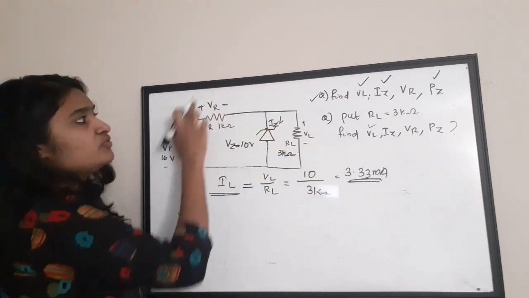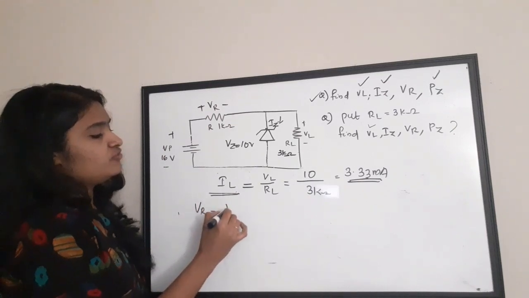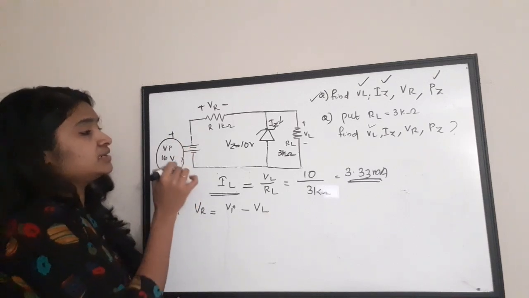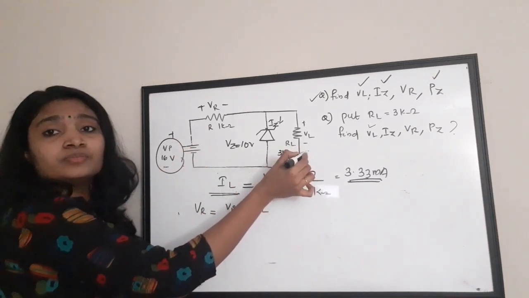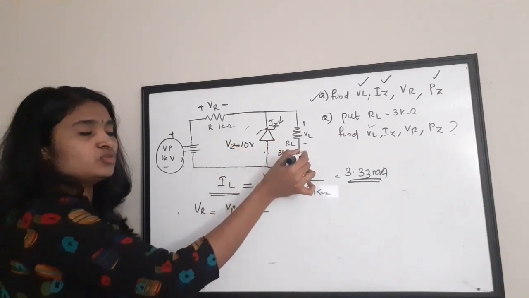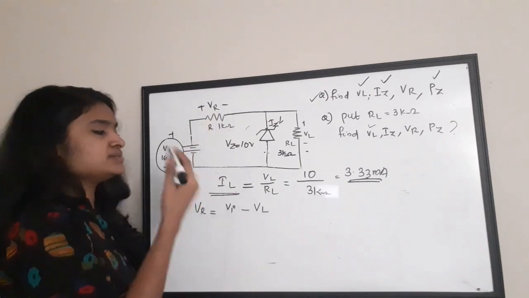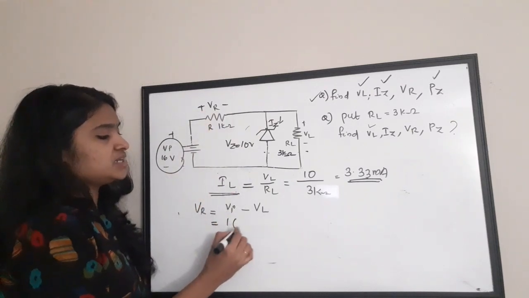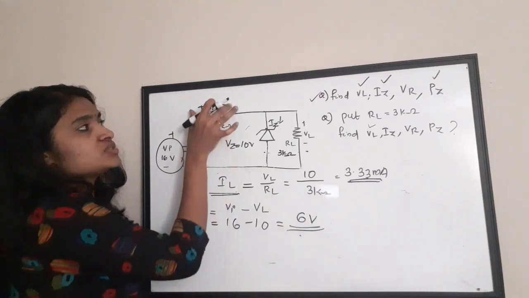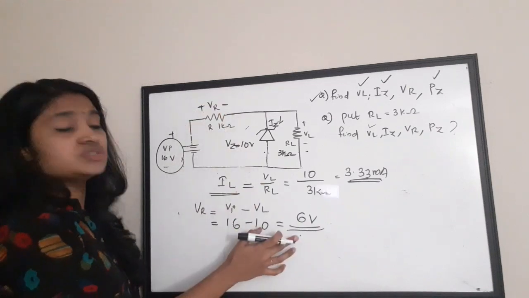Now we have obtained that the value of VL is equal to 10 volt. What will be the value of VR? VR is equal to VI minus VL. That is, out of this 16, 10 volt is coming here, there is a 10 volt drop. So the rest of the voltage will be across the series resistor, same as the previous case. So 16 minus 10, which is equal to 6 volt, will be coming across this resistor, which is the value of VR is equal to 6 volt.